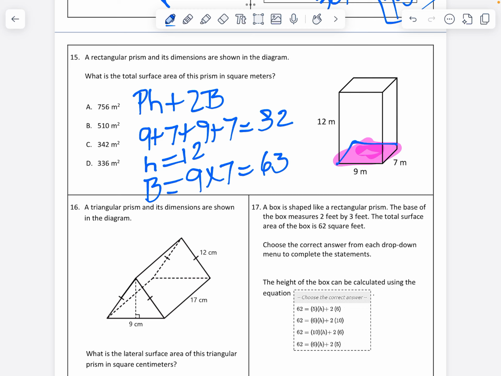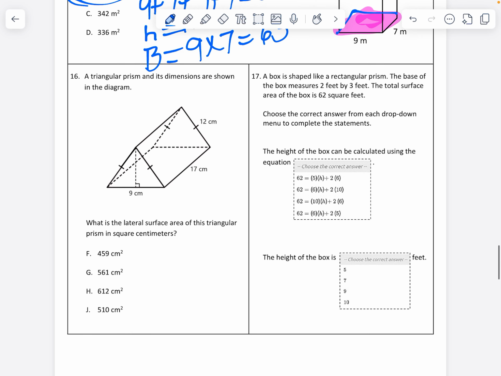And now I can just plug in. It's going to be 32 times 12 plus 2 times 63. So put it in our calculator. 32 times 12 plus 2 times 63. You get 510, which is B.